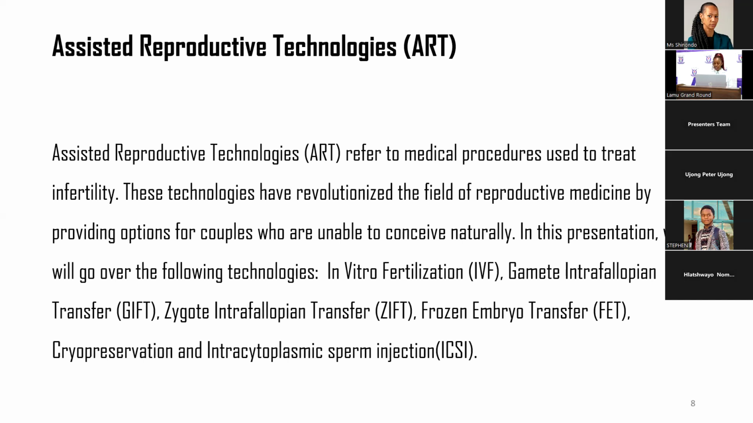These technologies have revolutionized the field of reproductive medicine by providing options for couples who are unable to conceive naturally. And these examples are as follows. We have in vitro fertilization, gamete intrafallopian transfer, zygote intrafallopian transfer, frozen embryo transfer, cryopreservation, and intracytoplasmic sperm injection.